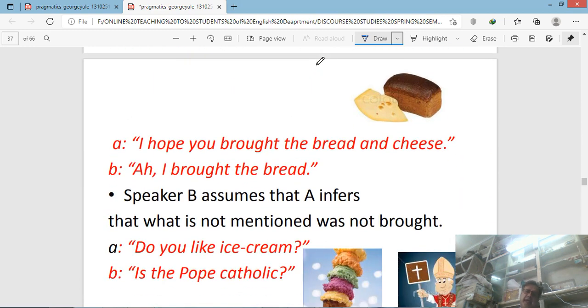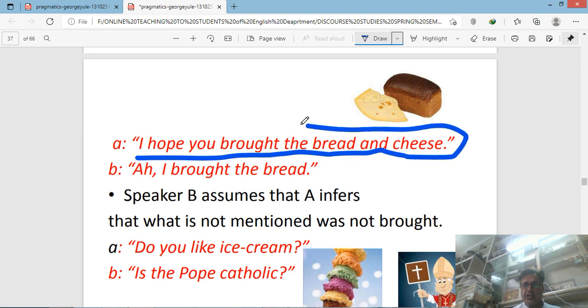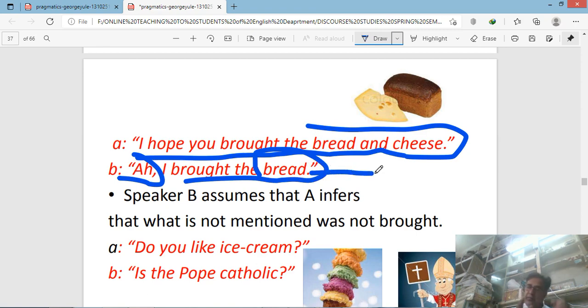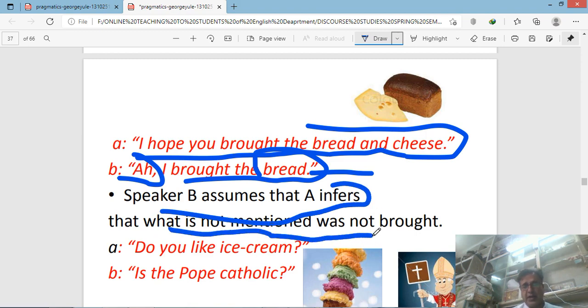For example, you can see here, I hope you brought the bread and cheese. Okay, speaker two says, I brought the bread, and so while speaking this sentence, you are enabling speaker 1 to understand that I haven't brought cheese. Speaker A infers that what is not mentioned was not brought. This is understood in fact.